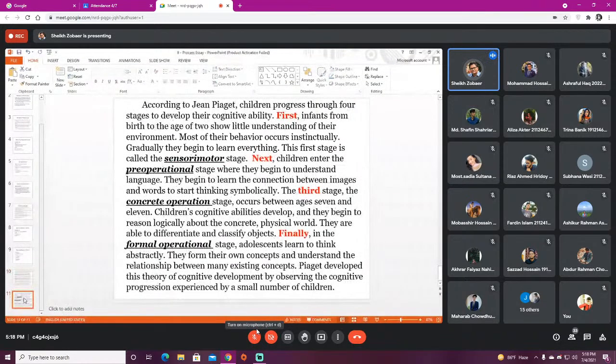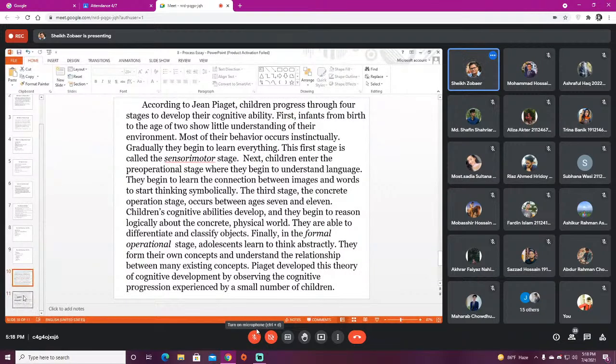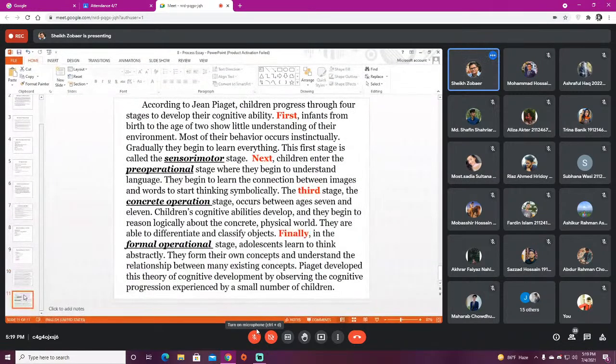All right, here we have an example of an informational process paragraph. Okay, so here you go. The paragraph is about the process that children go through, or the stages of their cognitive development, okay, their mental development. Okay, so looks like there are 4 steps. All right, first, next, third, and finally, and all 4 stages are labeled here.